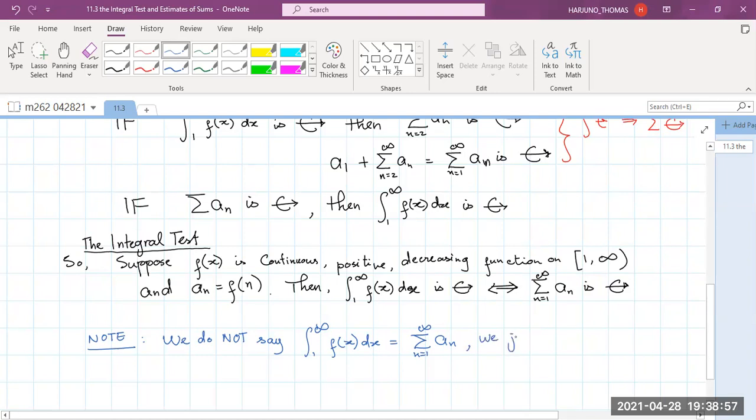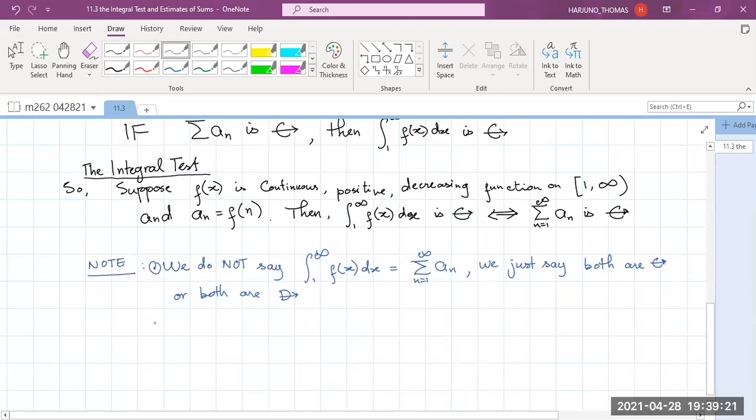We just say both are convergent or both are divergent. Okay, that's one.